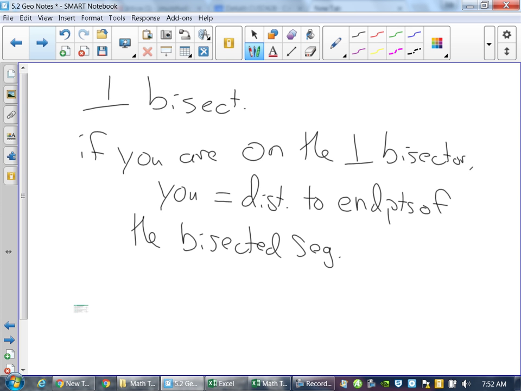Just remember that if you're on the perpendicular bisector, you're basically creating isosceles triangles. Okay? You basically have as many isosceles triangles as you want as long as it's perpendicular, because wherever you place yourself on that line, you can draw it back down. It's going to create an isosceles triangle. Okay? Now, it works the same way going in reverse. If you're equidistant from the endpoints, you're on the bisector. That's it. Not a lot of craziness here, guys. It is relatively straightforward. Okay.